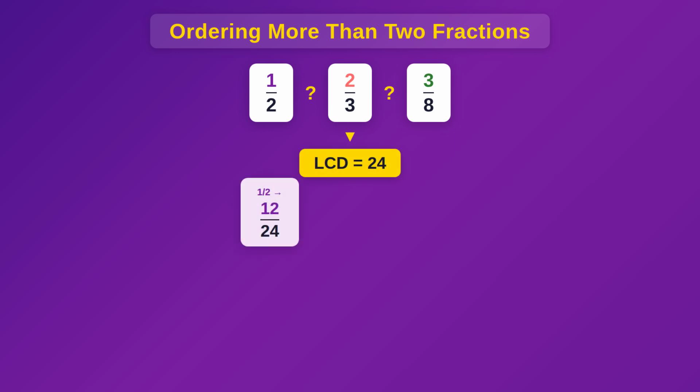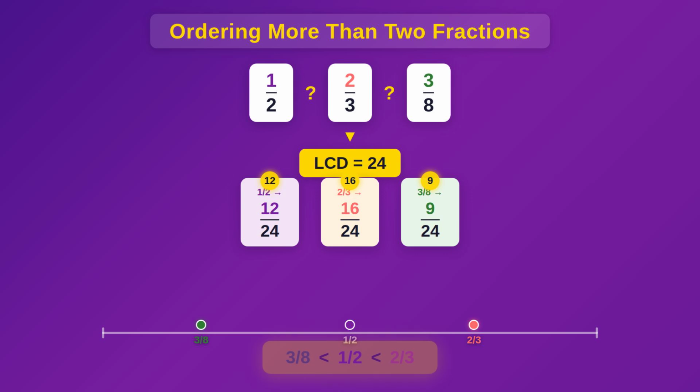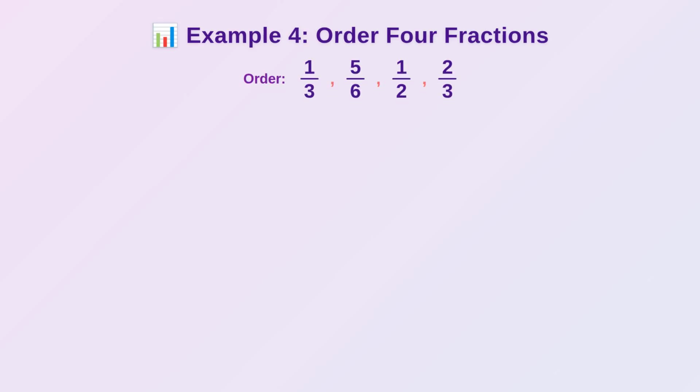Now here's the next level. Ordering 3 or more fractions. The best method is finding a common denominator. Let's order 1/2, 2/3, and 3/8. We need the LCD, the least common denominator of 2, 3, and 8. That's 24. Convert each. 1/2 becomes 12/24. 2/3 becomes 16/24. 3/8 becomes 9/24. Now compare the numerators, 9, 12, and 16. Order them 9, 12, 16. So the order is 3/8, then 1/2, then 2/3. Parents, this is a great one to practice together.